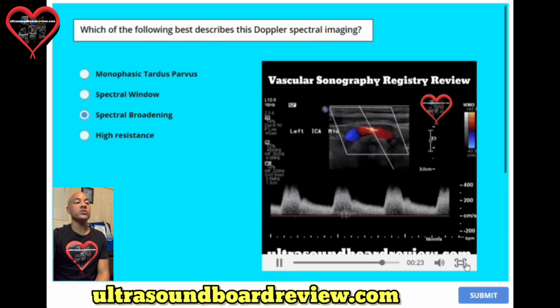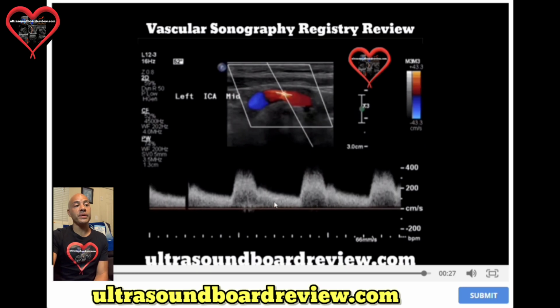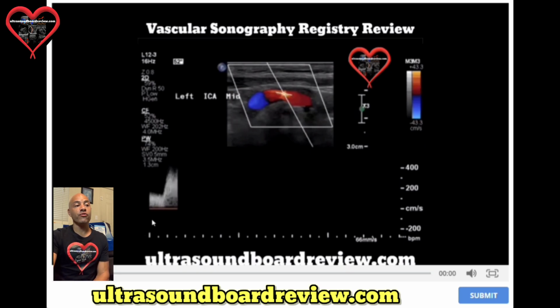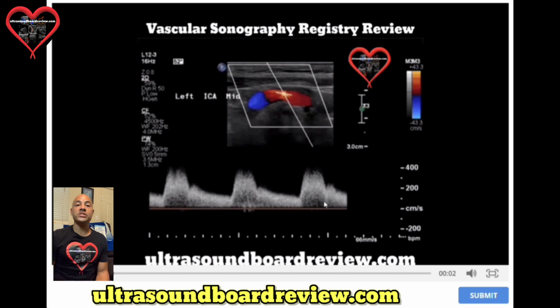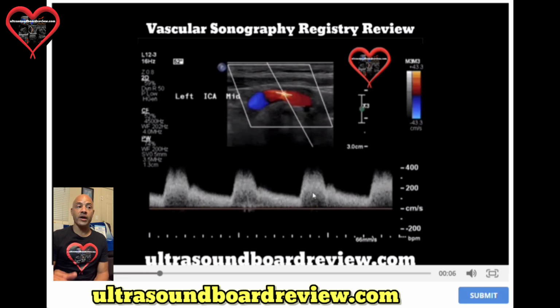Spectral broadening occurs when echoes fill in your spectral envelope. In a normal vessel, this should all be anechoic, or free from any echogenicity. Reasons for this include a stenosis or if your sample gate is too wide.